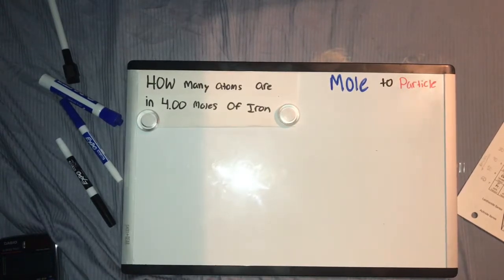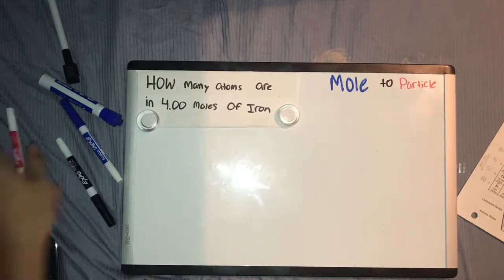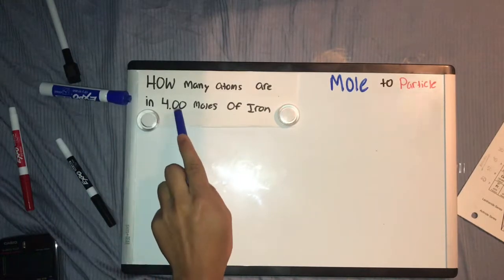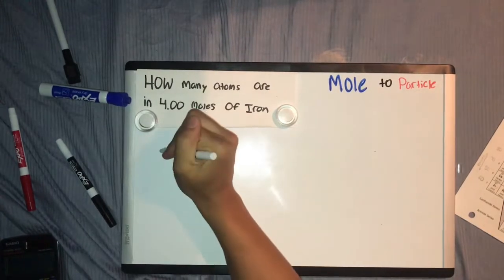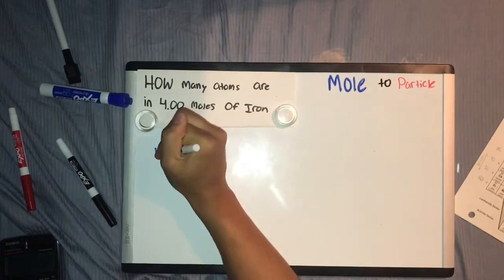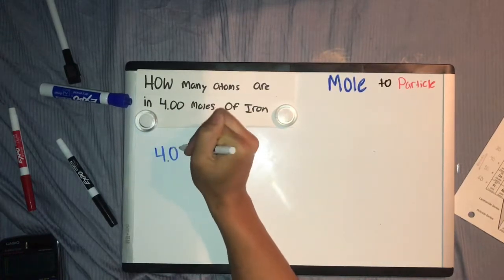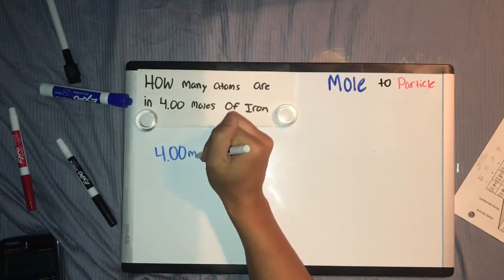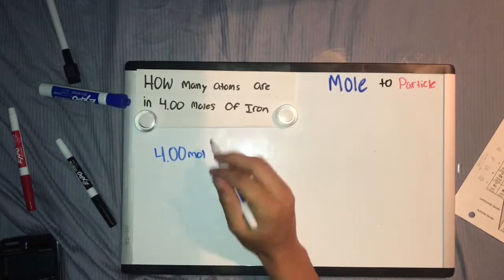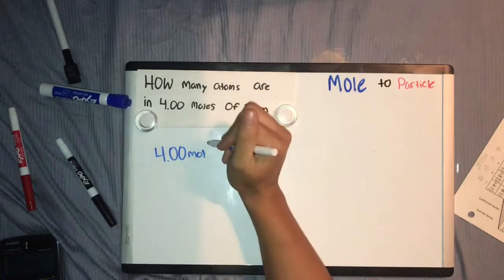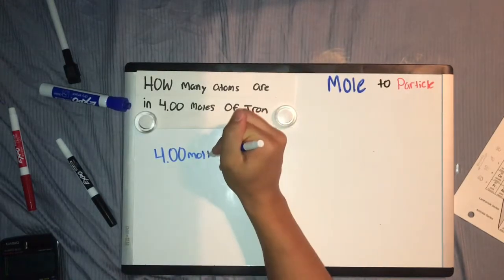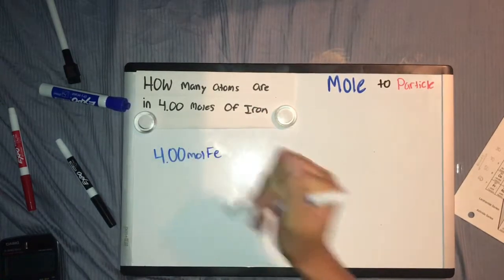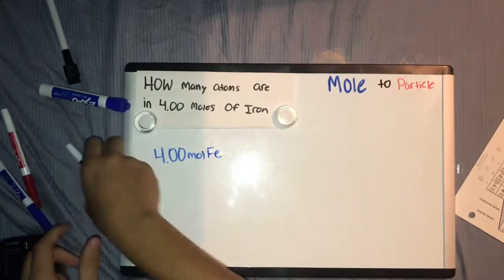Okay, so what we do know is our given is 4.0 moles of iron, so Fe. So let's start with the given over 1. So we have 4.00 moles. Mol is the abbreviation for moles. Don't think molecules, it's moles of iron. And over 1.